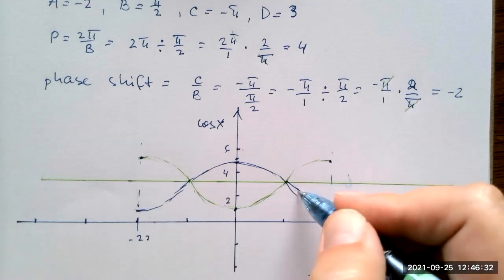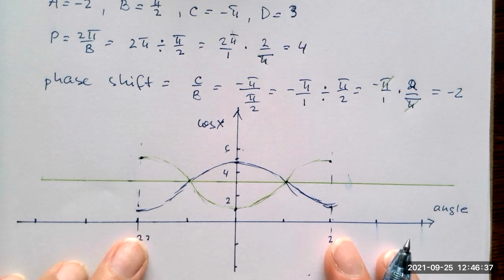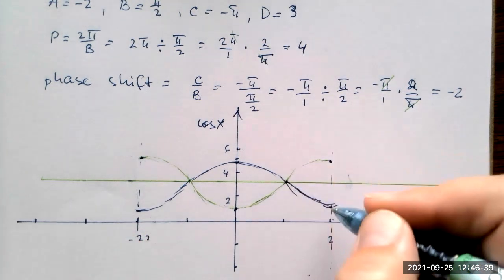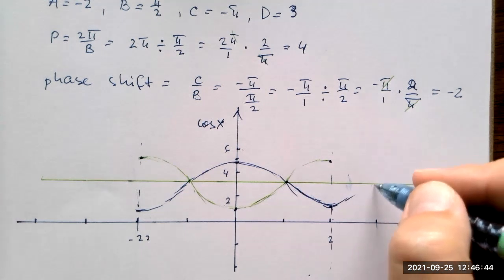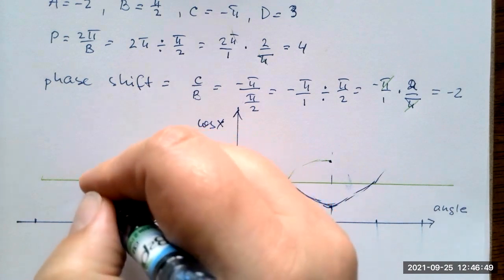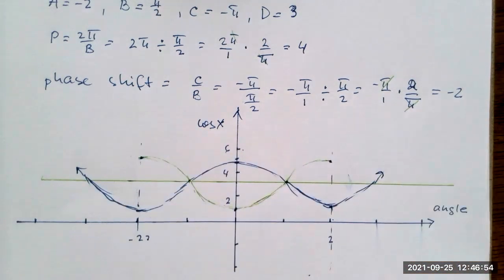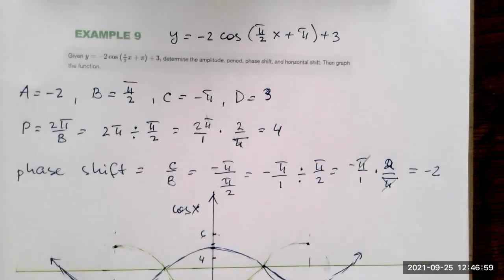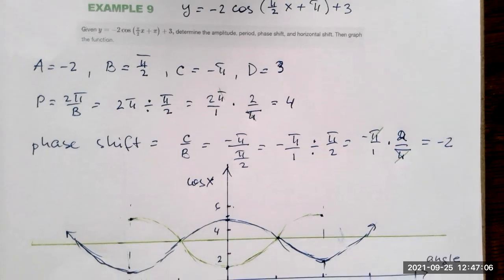And now this is one period of it. Then we can continue graphing the next periods like this. All right, so this is our modified cosine function. It's -2 cosine of pi over 2 times (x plus pi).